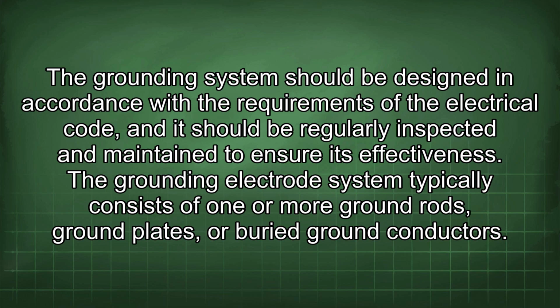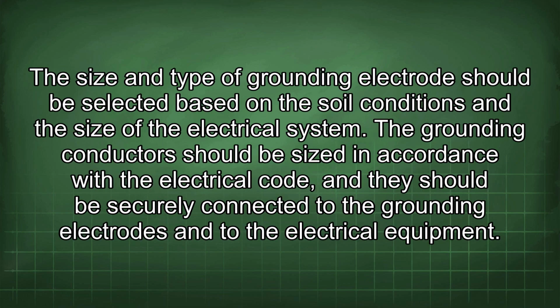The grounding electrode system typically consists of one or more ground rods, ground plates, or buried ground conductors. The size and type of grounding electrode should be selected based on the soil conditions and the size of the electrical system. The grounding conductors should be sized in accordance with the electrical code, and they should be securely connected to the grounding electrodes and to the electrical equipment.